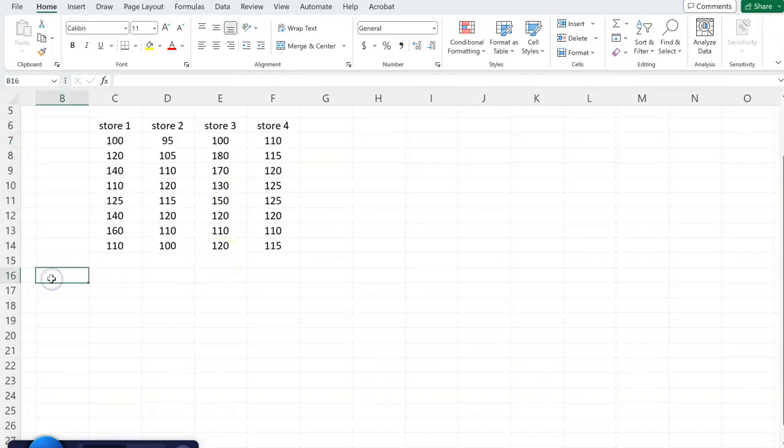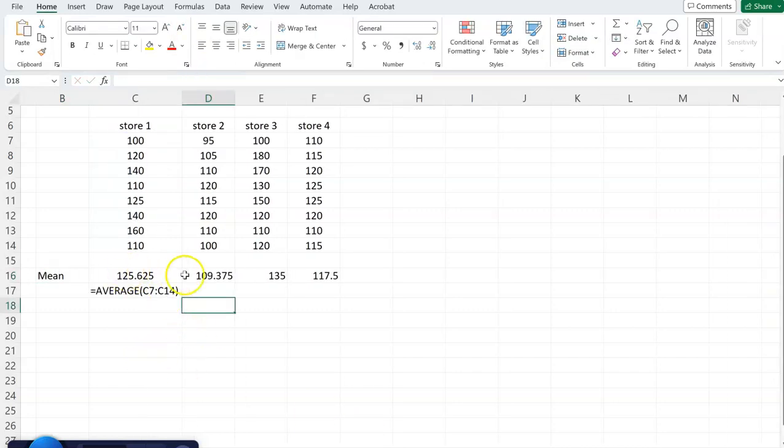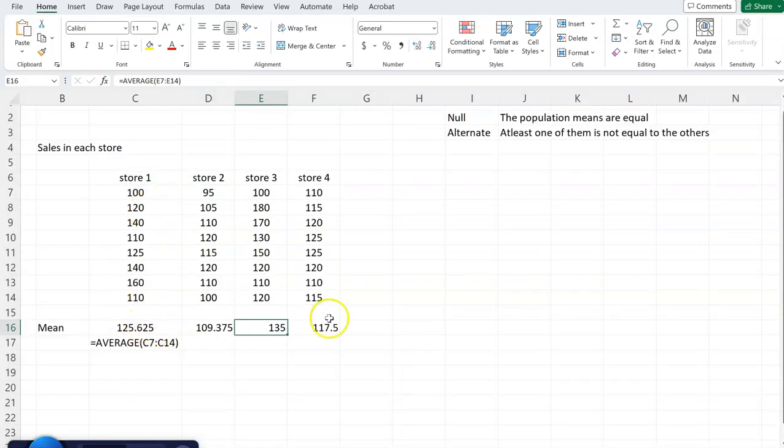So we can find the mean of each store. So this is the value for each store. And now I can see that the averages are all over the place. Store 2 has the lowest, which is 109, and store 3 has the highest, which is 135. So these are the means of each store separately.